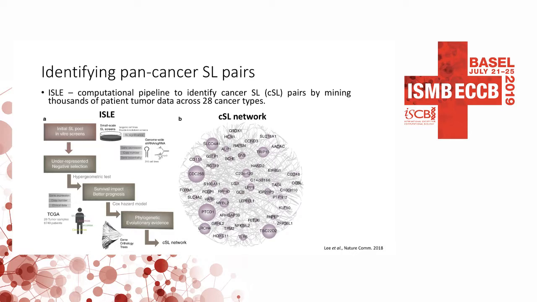The second is if such an event occurs, then it should lead to increased survival because a synthetic lethal pair is bad for cancer, and so the patient should live longer. They look for such naturally occurring pairs and identify a pan-cancer synthetic lethal network, which we will use for our work.